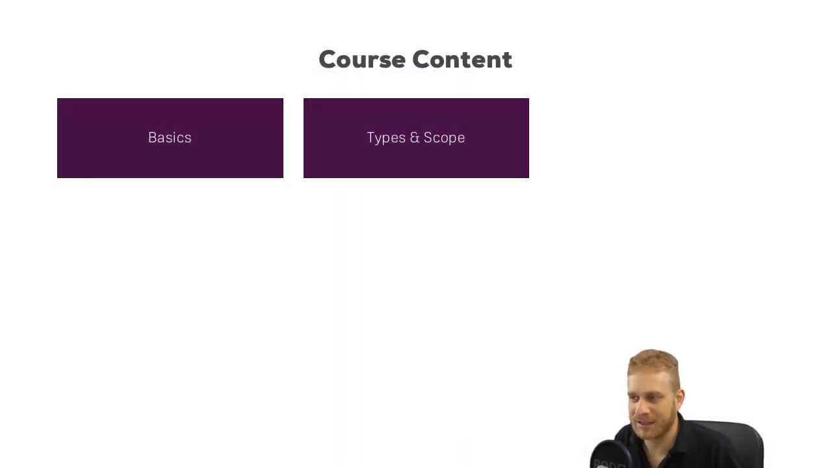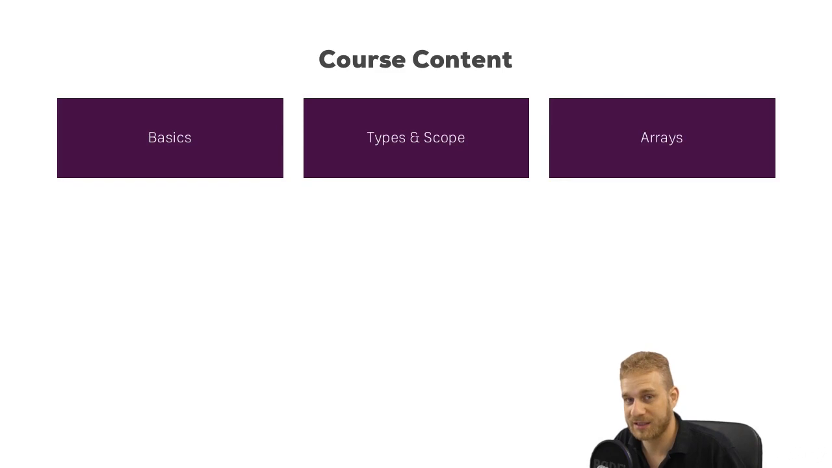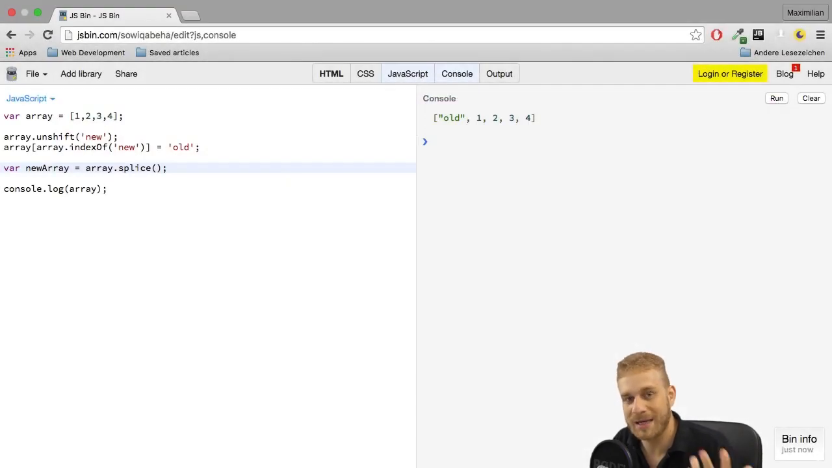Thereafter, we'll have a detailed look at types and how JavaScript scope works. Then we'll have a detailed look at arrays, since they are kind of a special type or a special object in JavaScript, and we'll use arrays quite a lot, and JavaScript offers a lot of useful functions in conjunction with arrays.